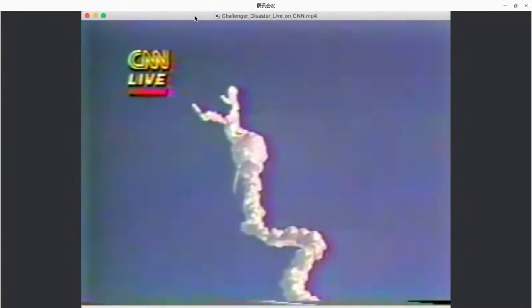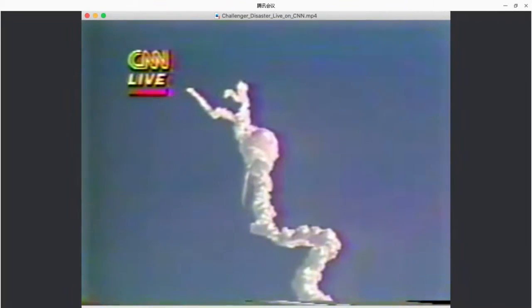Looks like a couple of the solid rocket boosters blew away from the side of the shuttle in an explosion.